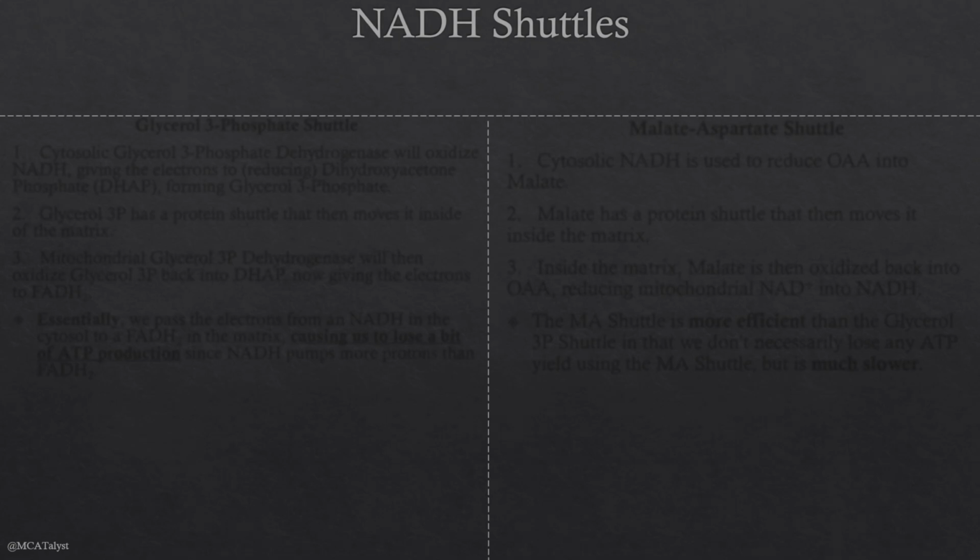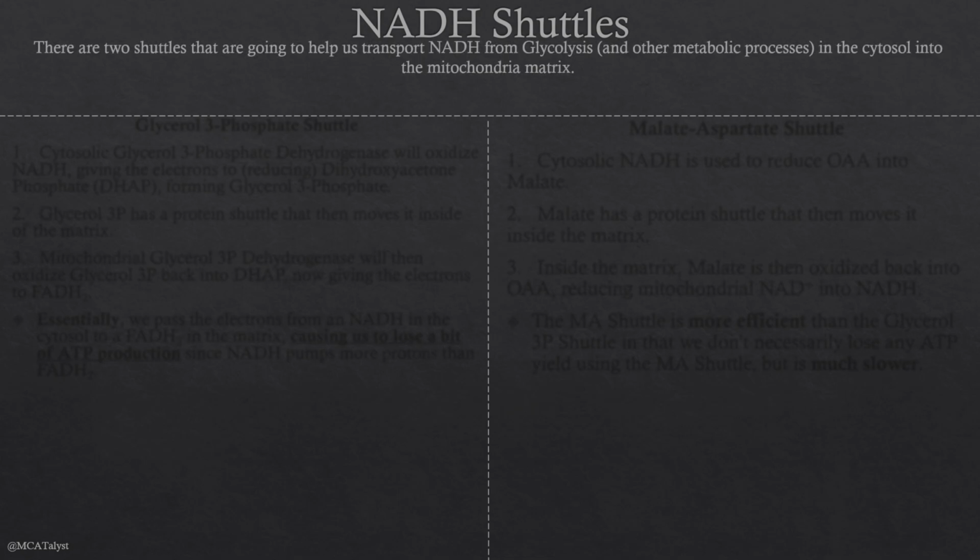Basically, NADH is going to have two different systems in which we can get it inside of the mitochondrial matrix. There's two different shuttles, and this NADH, as a reminder, is coming from glycolysis. It could theoretically also come from any other process that's producing NADH in the cytosol. Basically, any NADH that's in the cytosol needs to make its way into the matrix. Here's the two ways that we're going to do it.